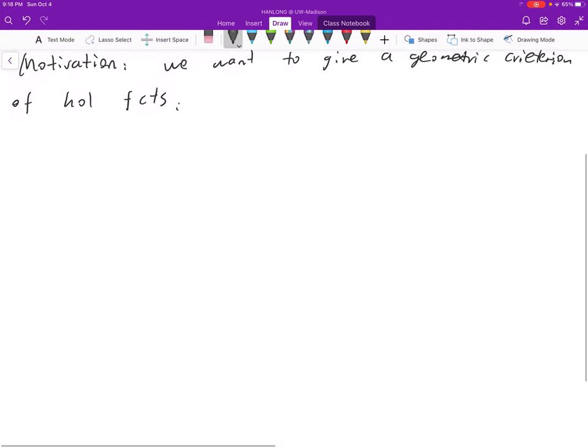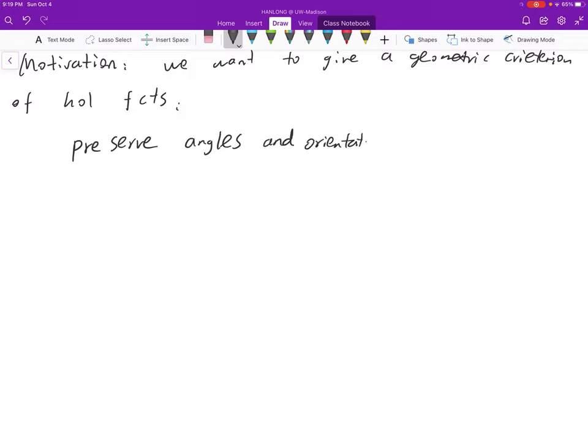So basically, in geometry, you just forget about the regularity of functions. You always assume it's smooth in differential geometry. Otherwise, you cannot take a derivative. So to study differential geometry, you need to take a derivative at least. Okay, so the criterion is that if a map preserves angles and orientation, this is one of the definitions for conformal, and we will show that this is the same as holomorphic.